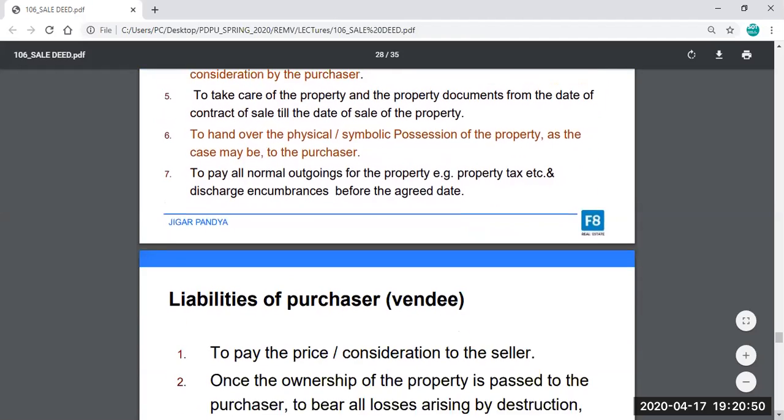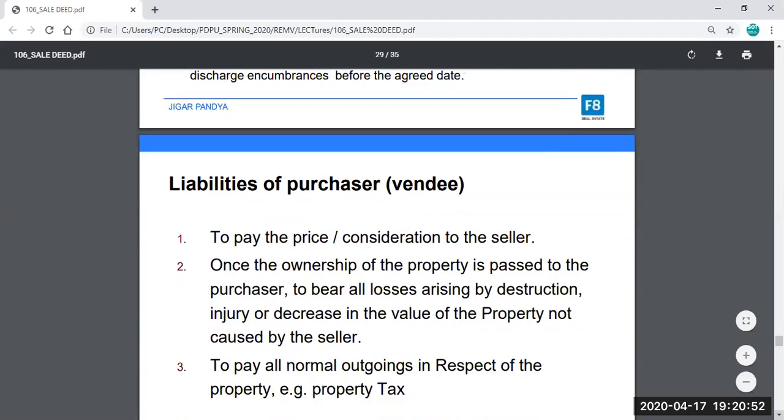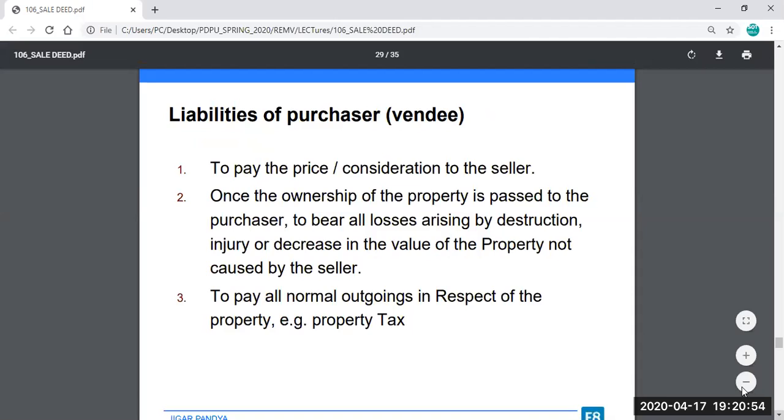What are the liabilities of the purchaser? First, to pay the price of consideration to the seller, whatever that case may be. Once the ownership of the property is passed on to the purchaser, to bear all losses arising by destruction, injury, or decrease in the value of property not caused by the seller.